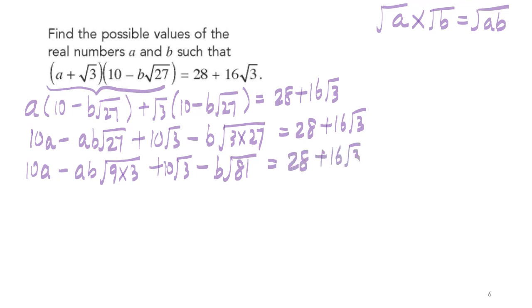Alright, so let's continue further. So I would have 10A minus AB times square root 9 times square root 3. Right, I'm showing you every step, right? So square root 81 is 9, so that gives me 9B.